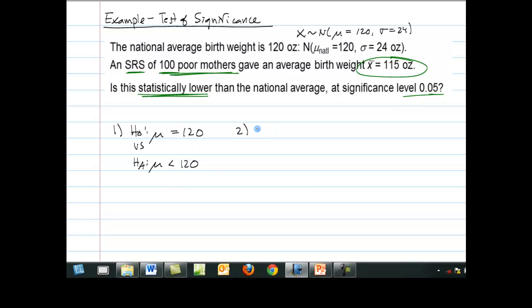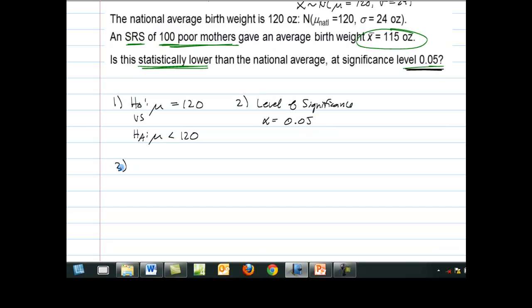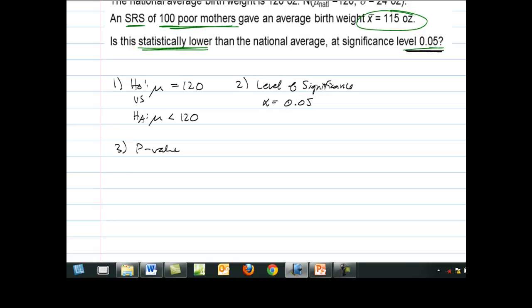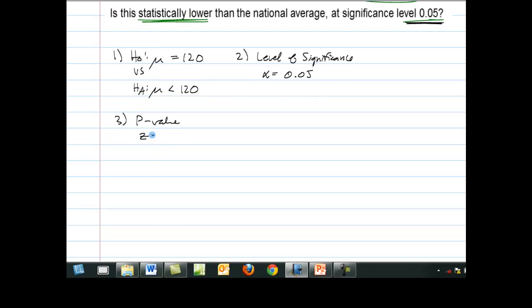The next thing that we'll do is state the level of significance. For us, the level of significance was given as 5%, so alpha equals 0.05. And the next thing we'll do is calculate the p-value. When we calculate the p-value, we use that same standardization: 115, x bar, minus mu naught.